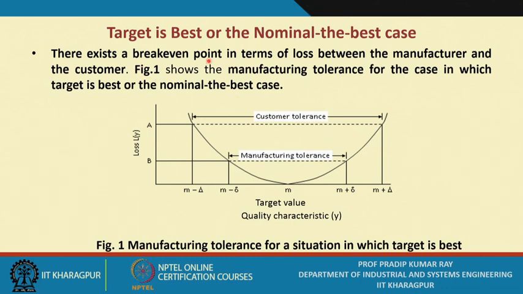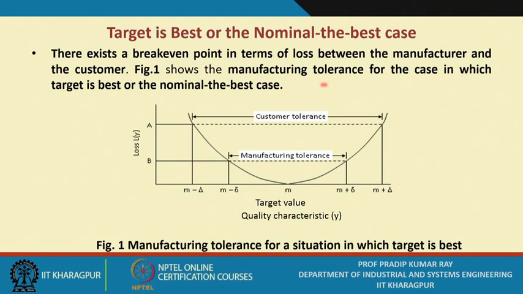So there exists a break-even point in terms of loss between the manufacturer and the customer. At this point in time, this is the loss you get, and when it goes to the customer's level, the loss which you expect, the permissible loss, is up to this one. Is it okay? So it is capital B, that is the loss. When it reaches the customer's level, the acceptable loss is capital A. So there is a break-even point.